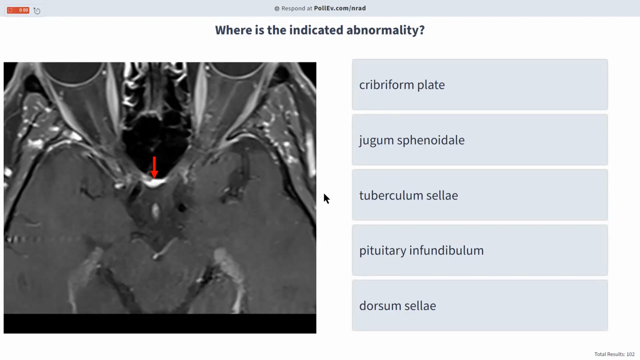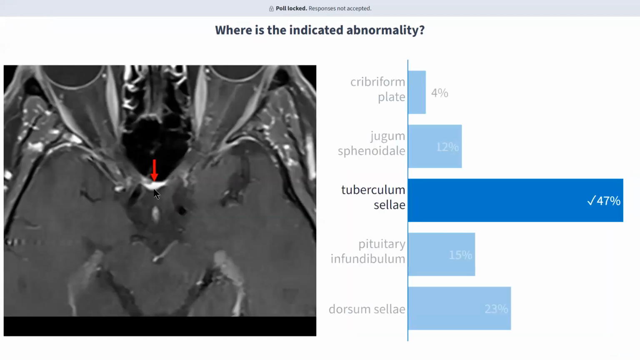Okay, time is up. So this image is showing actually a very small meningioma located at the tuberculum sellae. And it's great that the plurality got this answer correct, 47%. The second most common answer was dorsum sellae, but dorsum sellae, as the name implies, is located dorsal to the sella. This general region is the sella and suprasellar region. This enhancing structure right here is the pituitary infundibulum. So the CSF around it is the suprasellar cistern.